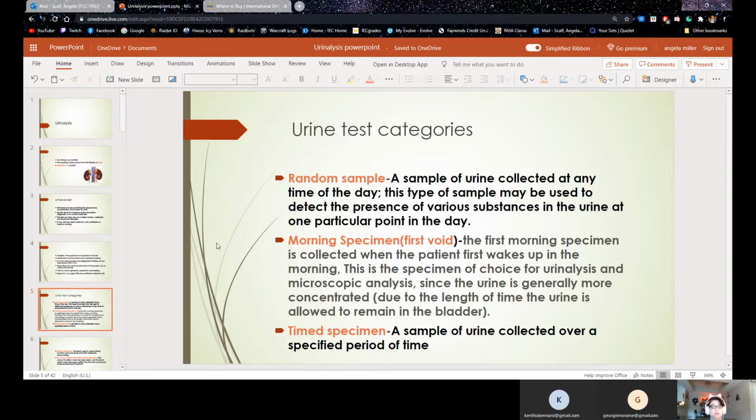And then there's another one called a timed specimen. And that's where a patient, where they're usually wanting to check the chemical levels.